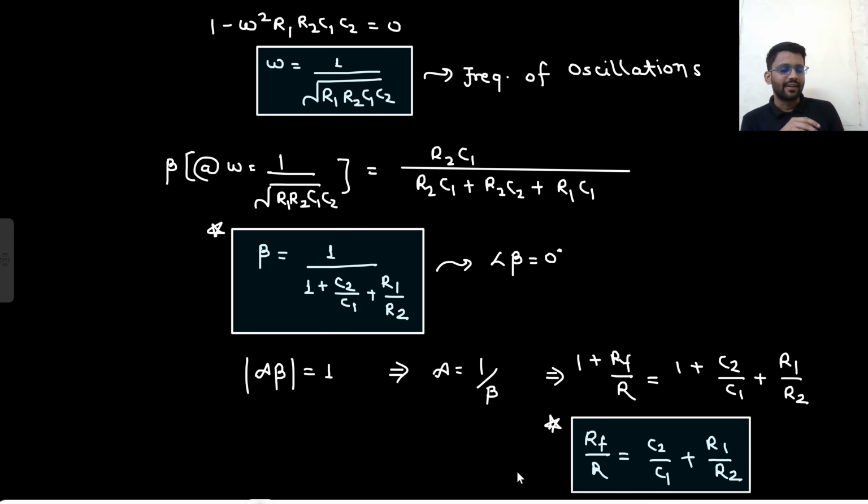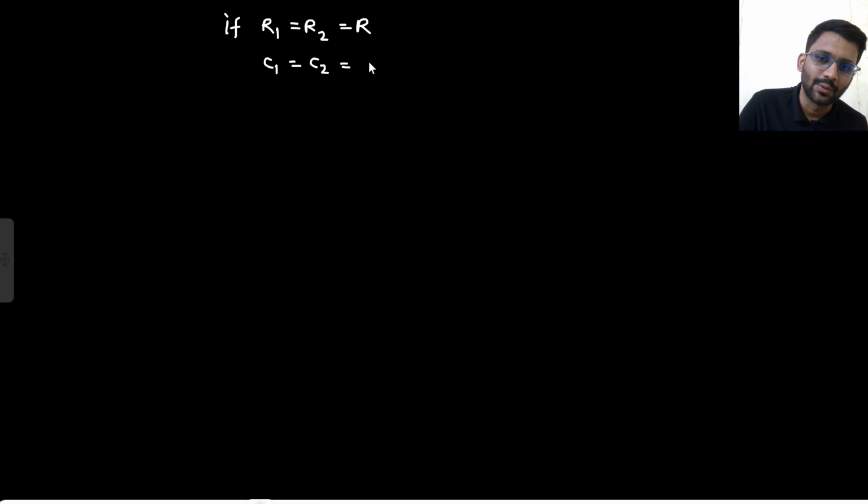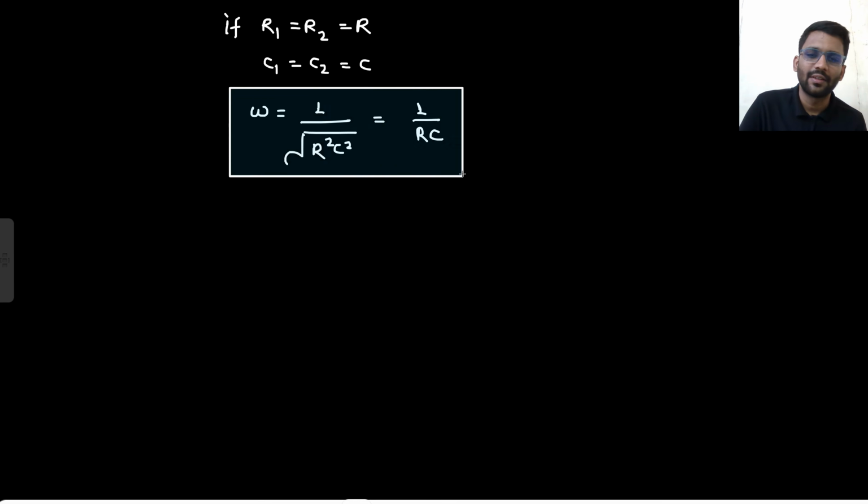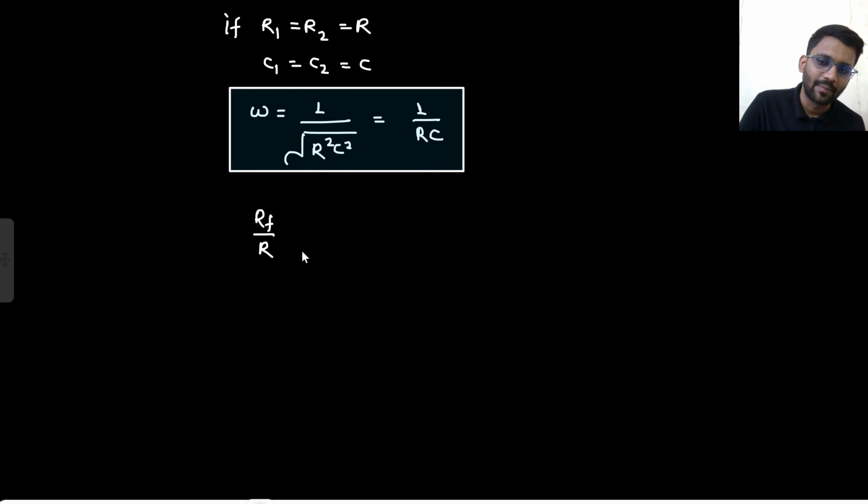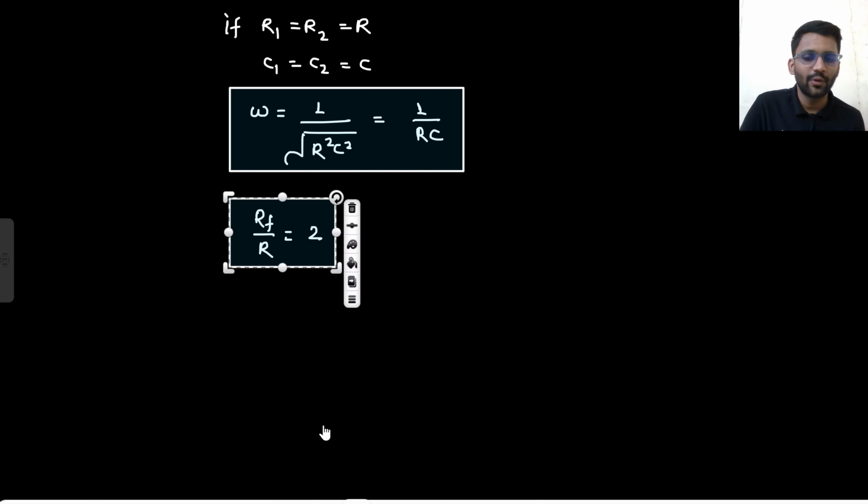Generally people don't remember it. Generally people remember this particular case: if r1 is equal to r2 is equal to r and c1 is equal to c2 is equal to c, then the frequency of oscillations will be 1 by root r square c square, that would be 1 by rc. And the value of rf by r will be 2. But you are not going to remember this.